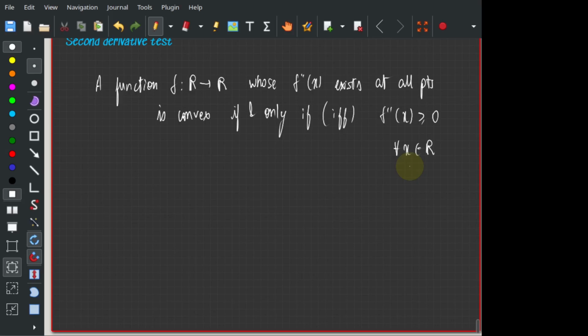So let's try to prove one way first. The first thing is, if the second derivative is greater than or equal to 0 for all x, then f is convex.